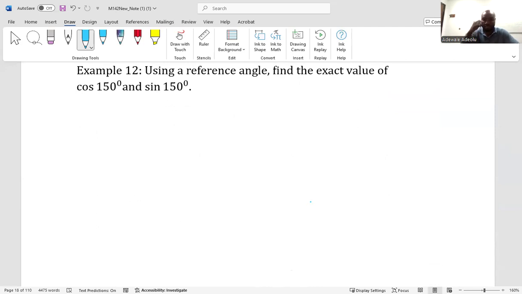Now, how do we find the reference angle? We first need to know the reference angles. Remember I said 30 degrees, 45 degrees, 60 degrees are all reference angles to other special angles in the unit circle. Now, the question is, how do we find which of these is the reference angle for a particular angle in other quadrants? Let us take an example, 150 degrees.